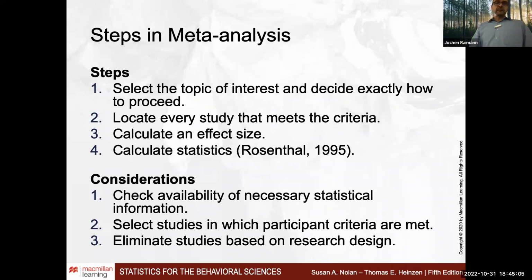In a meta-analysis, you select the topic of interest and you decide exactly how to proceed. That's already quite complex. You then locate every study that meets the criteria. First, you determine the so-called PICO criteria. PICO stands for population, intervention, comparison, and outcome. So you will find studies that match your PICO criteria. Then you locate every study that meets the criteria, and that's a lot of work. Trust me on that one.